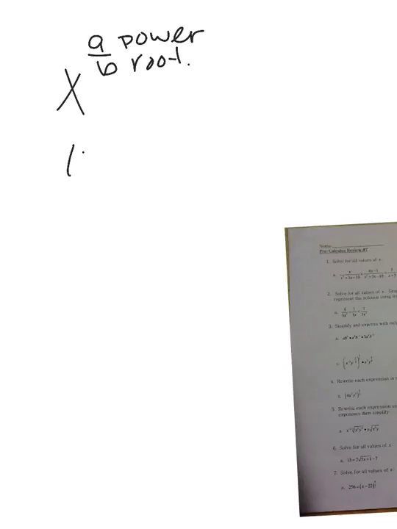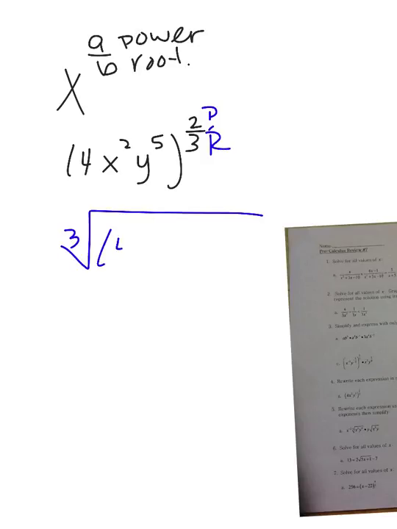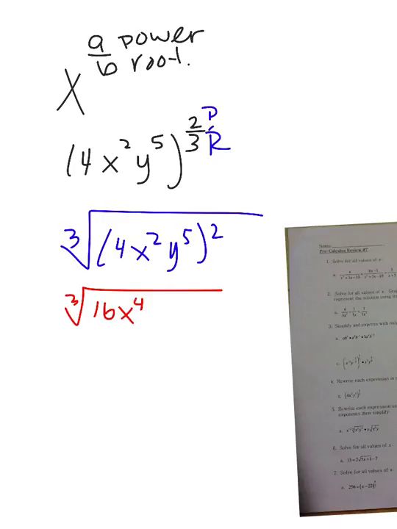So I have 4x squared y to the 5th raised to the 2/3 power. All right, so it's power over the root. So it's the third root of 4x squared y to the 5th raised to the 2nd power. So it's the cube root of 16 x to the 4th y to the 10th. Now we have to simplify this.